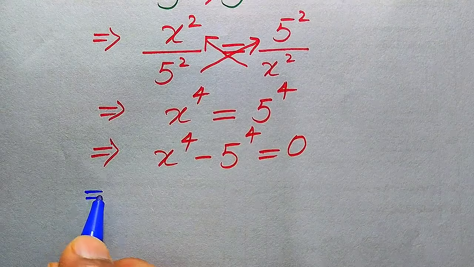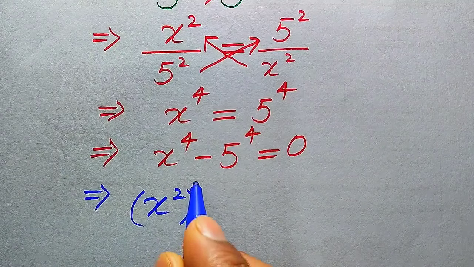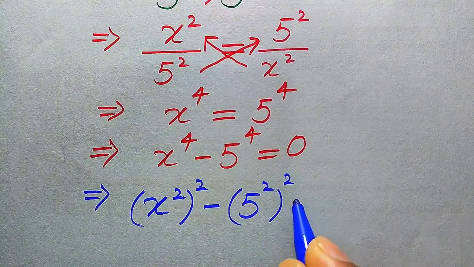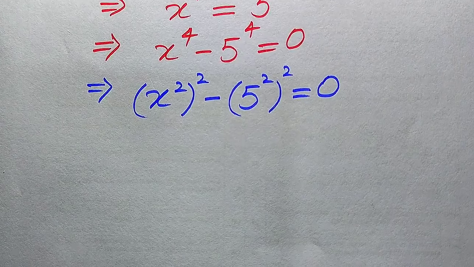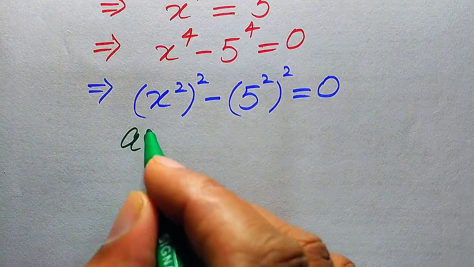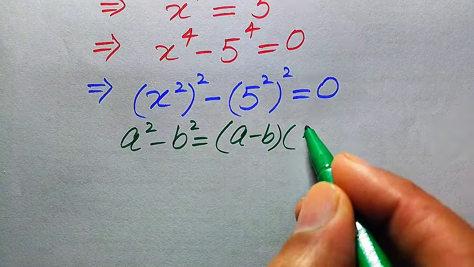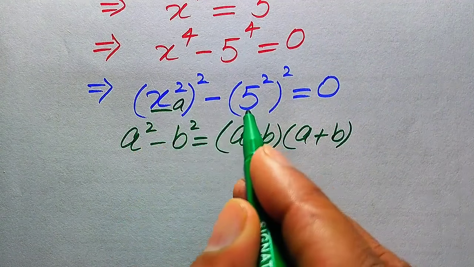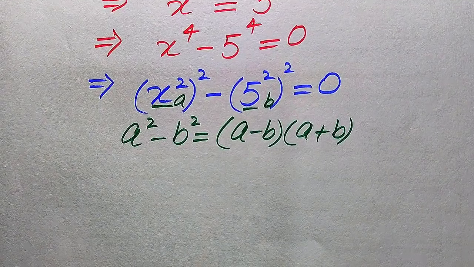Further, we rewrite this equation as: x to the power of 4 is written as x square and its whole square, minus 5 to the power of 4, which is written as 5 square and its whole square, and this is equal to 0. And now in the next step we need more simplification, and here we apply the nice algebraic formula. You know that a square minus b square is equal to a minus b times a plus b, and you see here the base of this term is our a and the base of this term is our b.